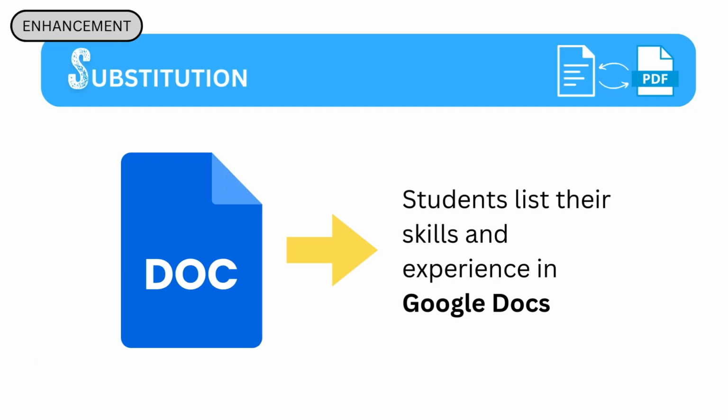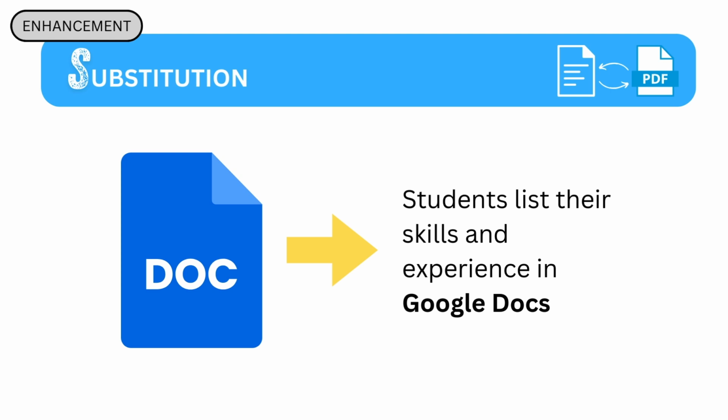Let's start by looking at the first level of the SAMR model, substitution. At this level, technology acts as a direct replacement for a traditional tool, with no significant change in the function or the way that we interact with the task. The content and objectives remain the same. We're simply swapping one tool for another.